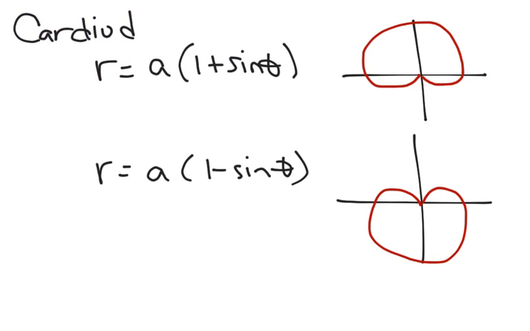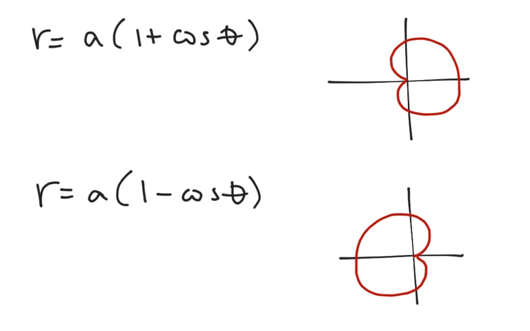So let's look at each of these individually. If the polar equation is r equals a times 1 plus sine theta, the dimple will be at the bottom of the graph, and I want you to notice that most of the graph tends to be above the x-axis, kind of like it was with those circles. If it's r equals a times 1 minus sine theta, the dimple will be at the top of the graph, and most of the graph is below the x-axis.